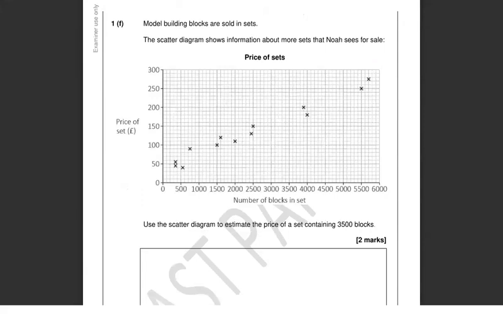Model building blocks are sold in sets. The scatter diagram shows the information about more sets that Noah sees for sale. Use the diagram to estimate the price of a set containing 3,500 blocks. The first thing you do is draw the line of best fit, because you can see that it's scattered coordinates. So you have to draw the line of best fit. Let's look at that.